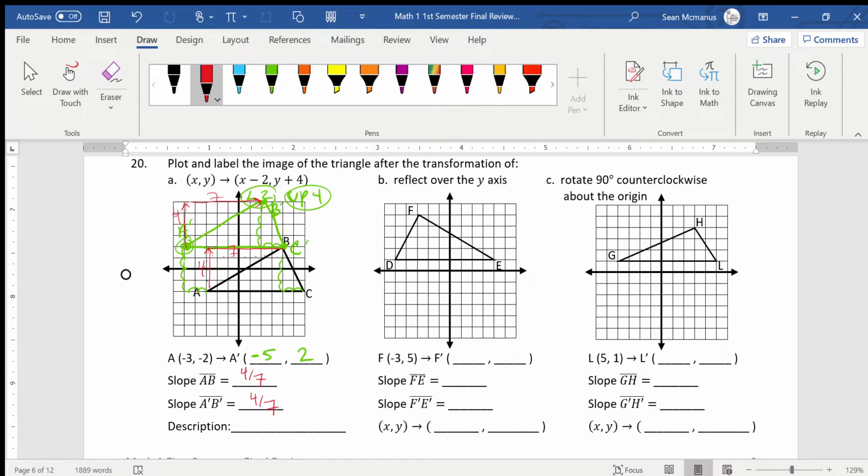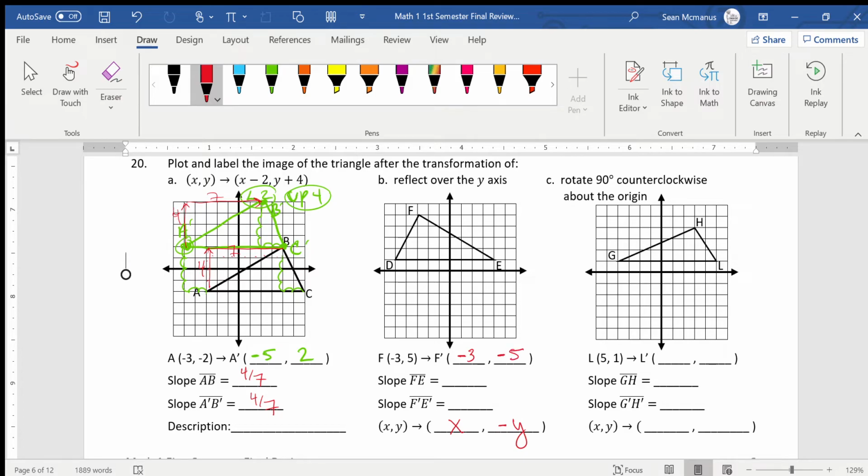Description, I'll save you the time of me writing it out, but it moved to the left 4 and up 2, right? We put that up at the beginning. So reflect over the x-axis, so that's actually the description here. So let's start filling this stuff in. If I reflect over the x-axis, remember we said if it reflects over one of the axes, then that variable stays the same and the other one flips, so I know what the rule is going to be. So without even looking at this, I know that the x is going to stay the same and the y is going to flip. So 5 would be negative 5.